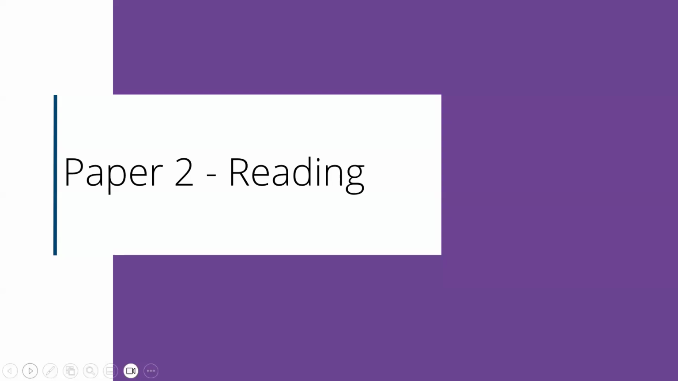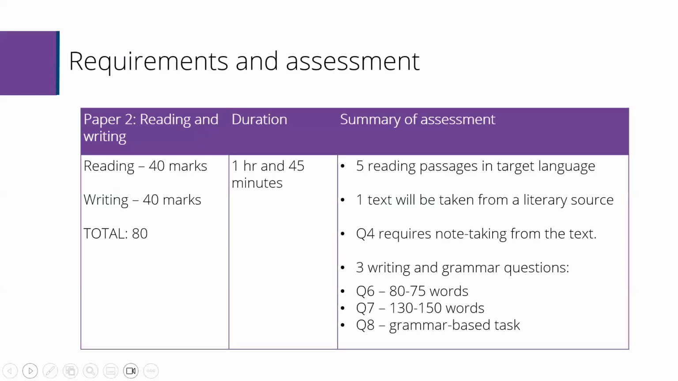So we've talked about listening, and I want to talk to you about reading now and the reading paper. So in terms of the requirements and assessments, let's have again a look at the big picture. The reading and writing paper is paper 2. There are 40 marks for each of the 2 sections. The paper lasts an hour and 45 minutes. So in terms of the structure of the paper, there are 5 reading passages in the target language. 1 text is taken from a literary source, and question 4 requires some note taking from the text.